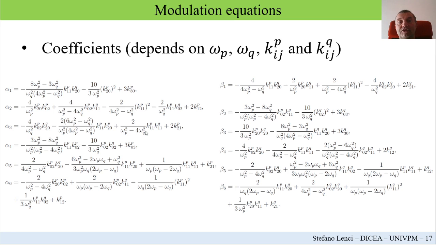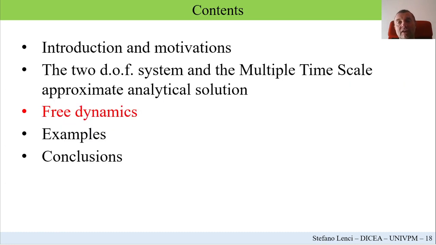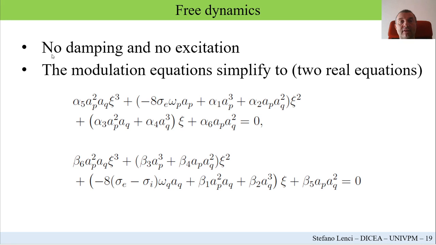And here are the coefficients that appear in the previous equation. We will not consider the general case because of lack of time. I will consider only the free dynamics case. Free dynamics means that there is no damping and no excitation. And in this case, the modulation equations simplify to two real equations, this one and this one, that are much simpler than the previous one.